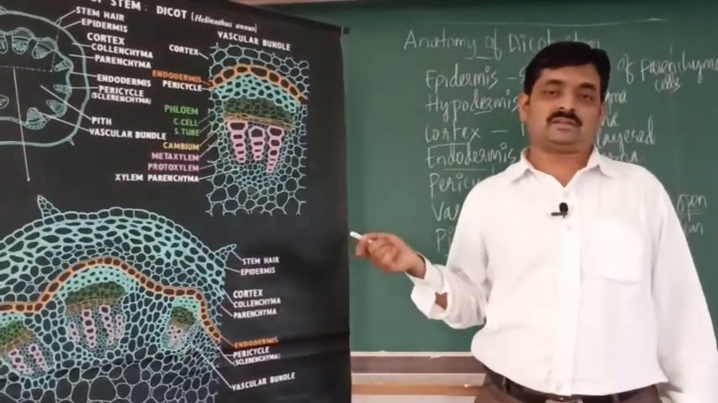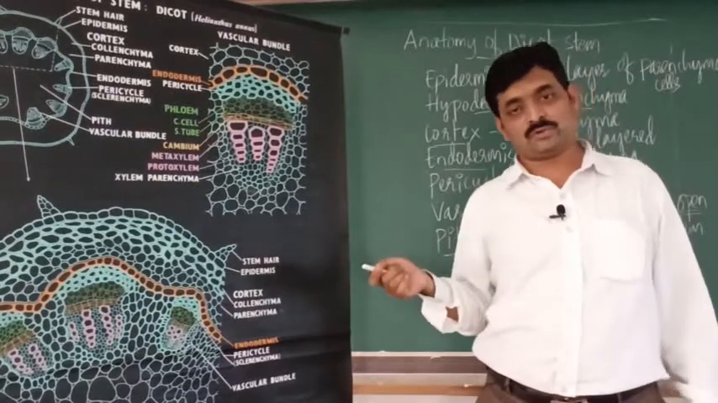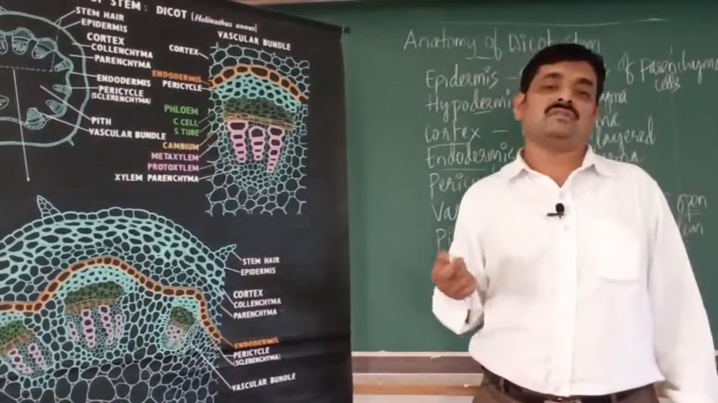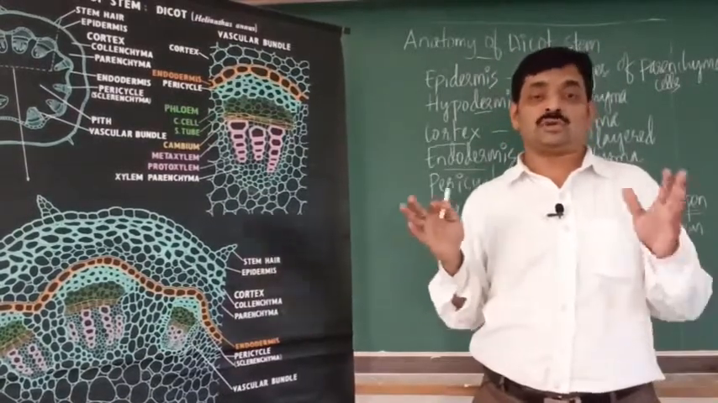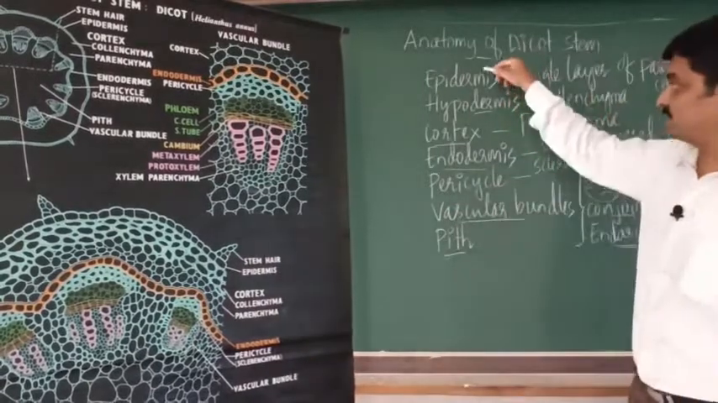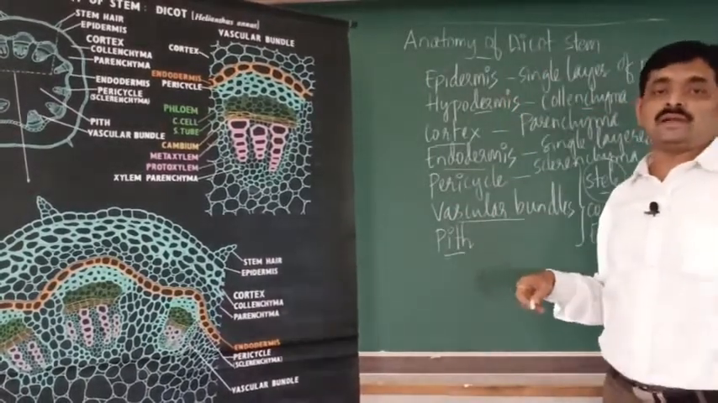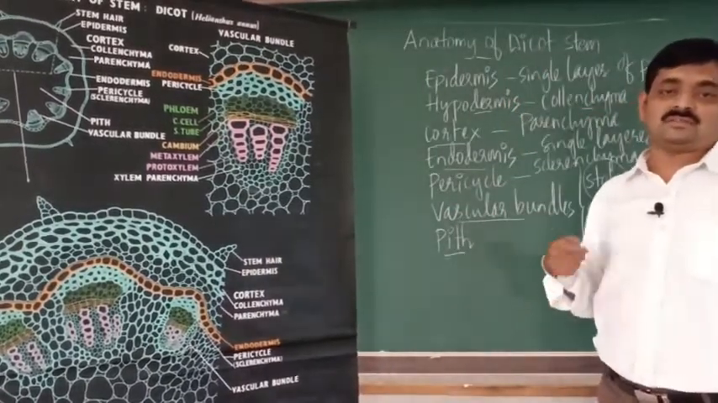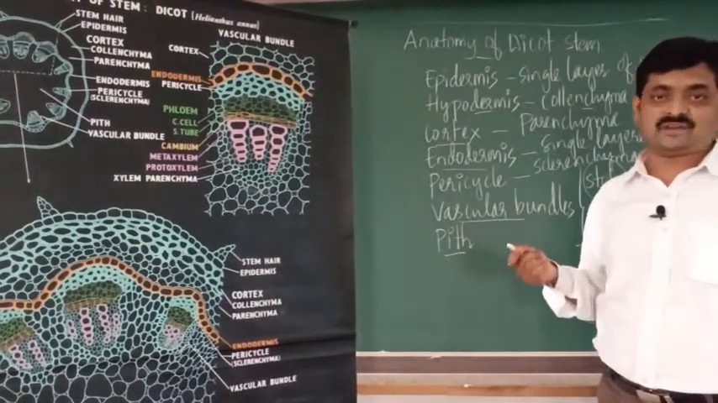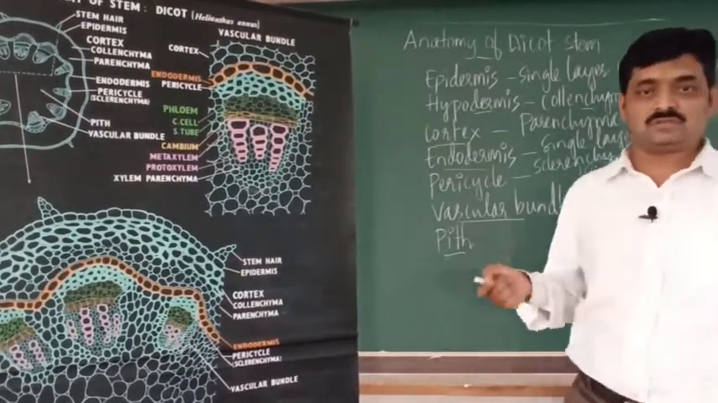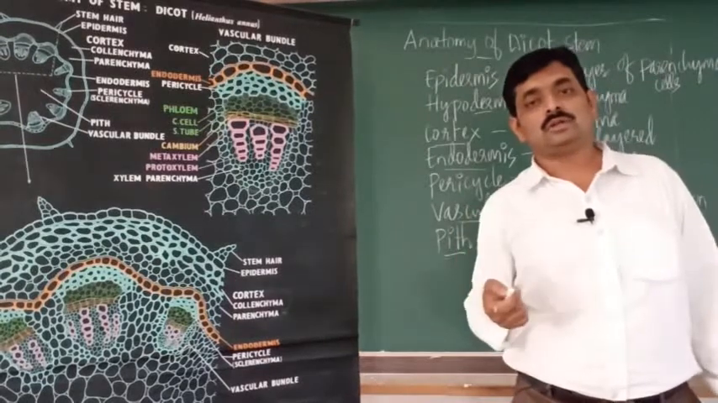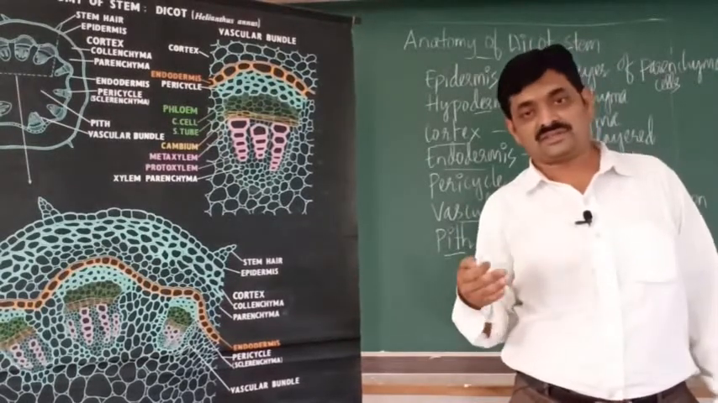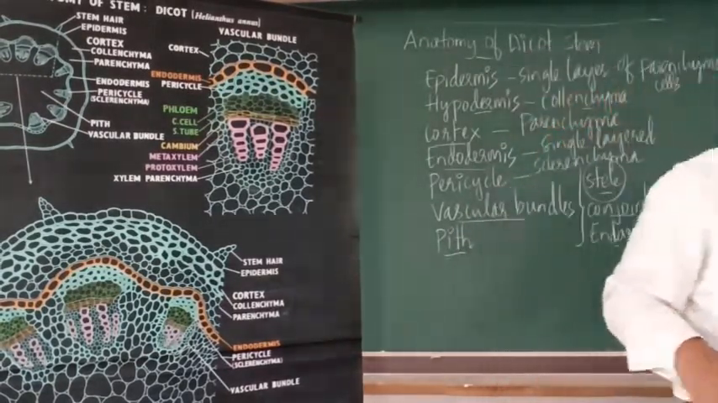Here you may expect a 5-mark question: explain the anatomy of dicot stem. In that case you have to explain these points, or draw a labelled diagram of a section of dicot stem, a 5-mark question. With this we shall conclude and we shall continue in the next video. Thank you.